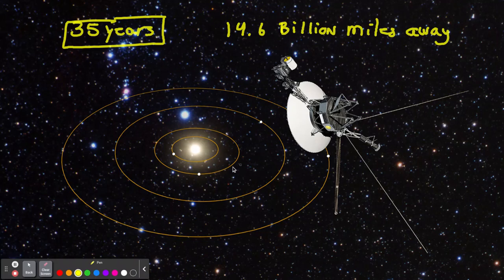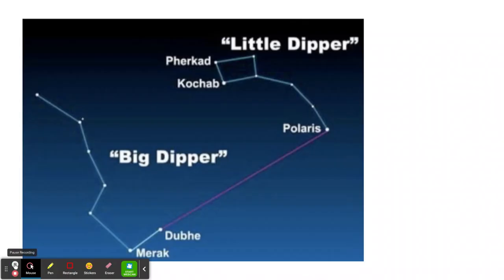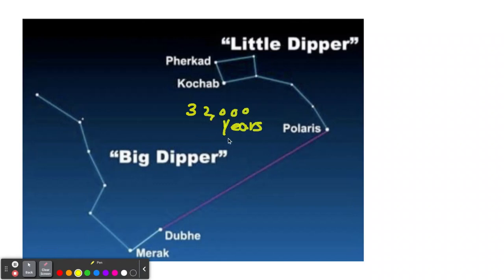And it's going to take them, let's get the Little Dipper up. Right, there's the Little Dipper where we have our North Star Polaris. But they're heading toward a faint star in the Little Dipper, and it's going to take them, make sure we have our pen ready, 32,000 years to get there. 32,000 years. Think about that.